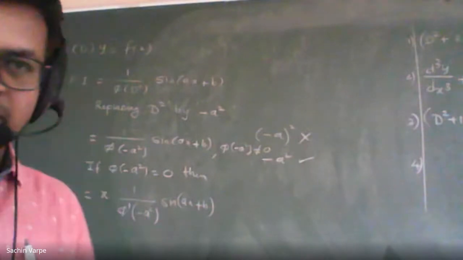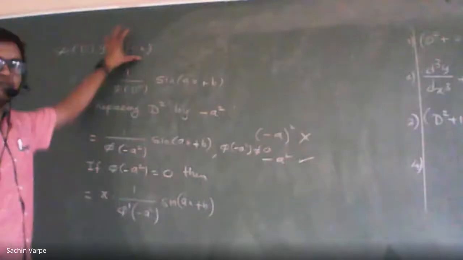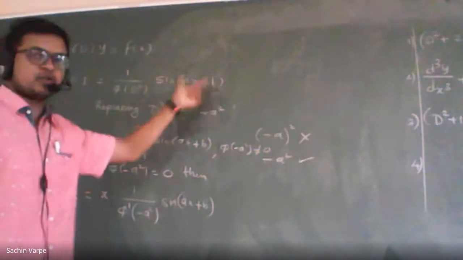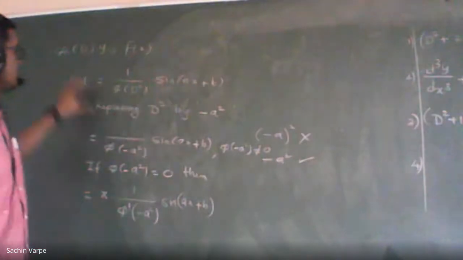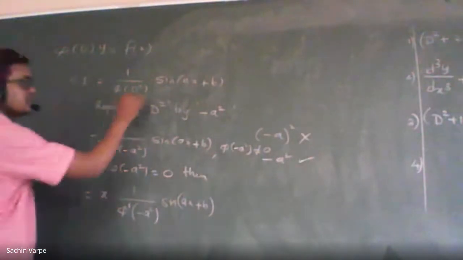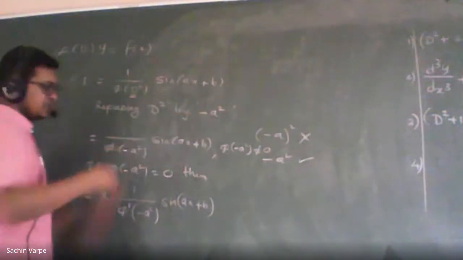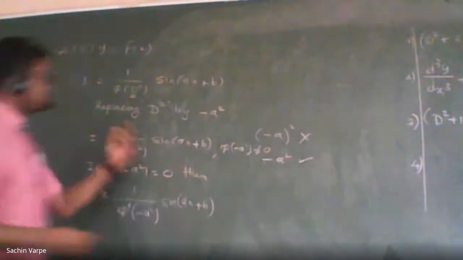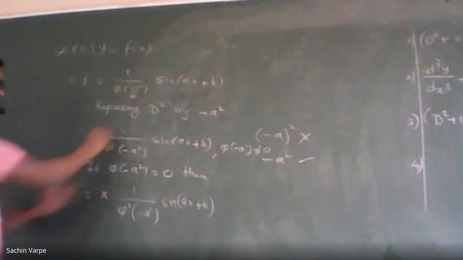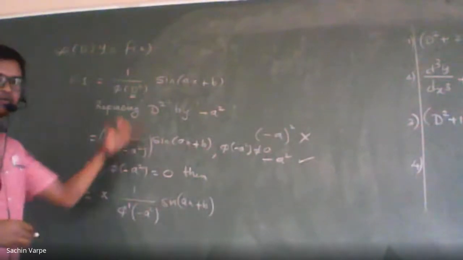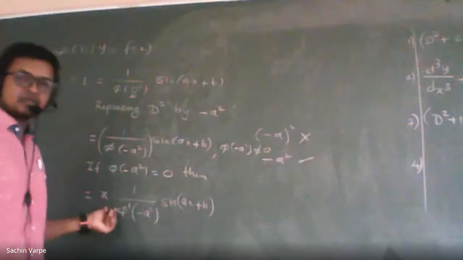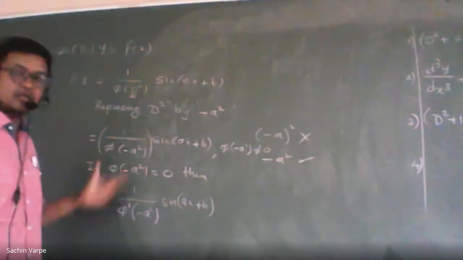So, this is the second case of the shortcut. If f of x is sine of a linear polynomial, sine of ax plus b, or cos of ax plus b, then to get the particular integral, we simply replace D square by minus a square if it is not a case of failure. If it is a case of failure, then we multiply this operator by the independent variable involved in the differential equation. Always remember, x is not the all-time independent variable. That depends on the differential equation.